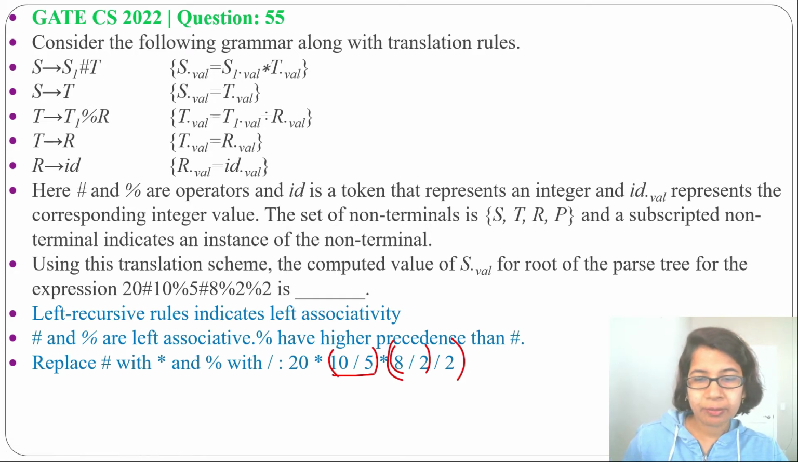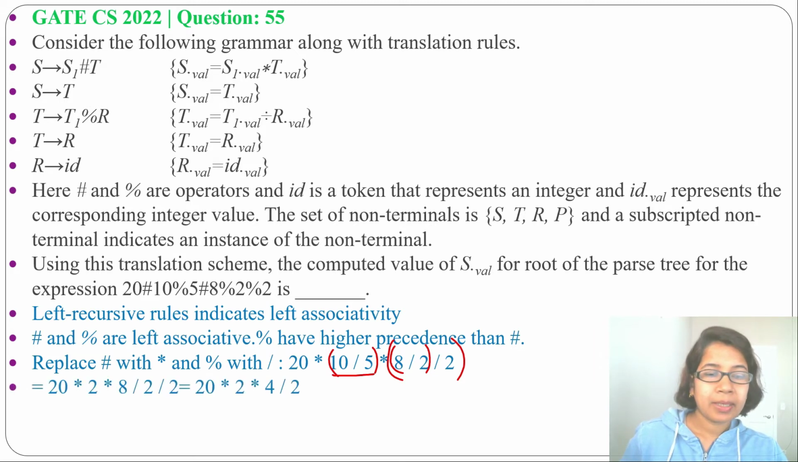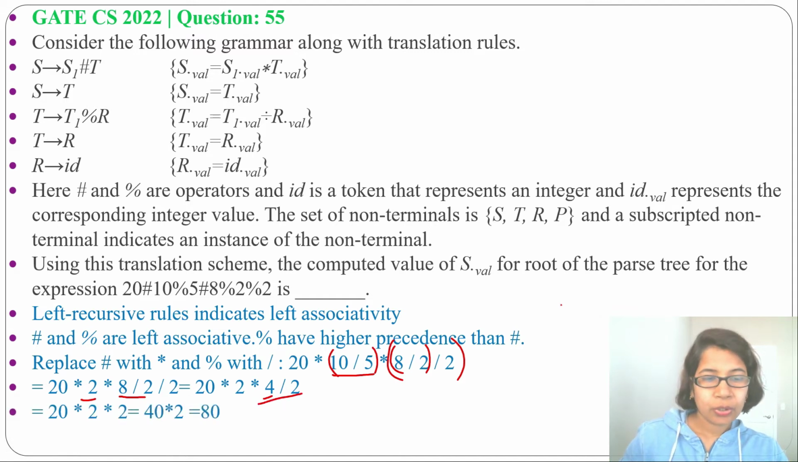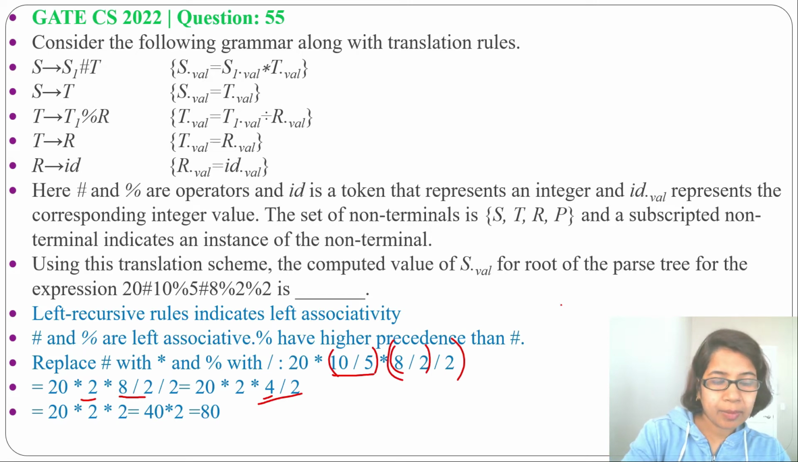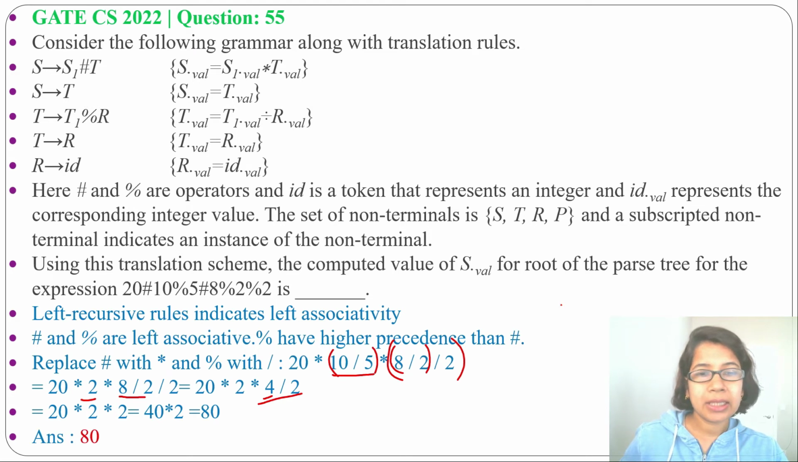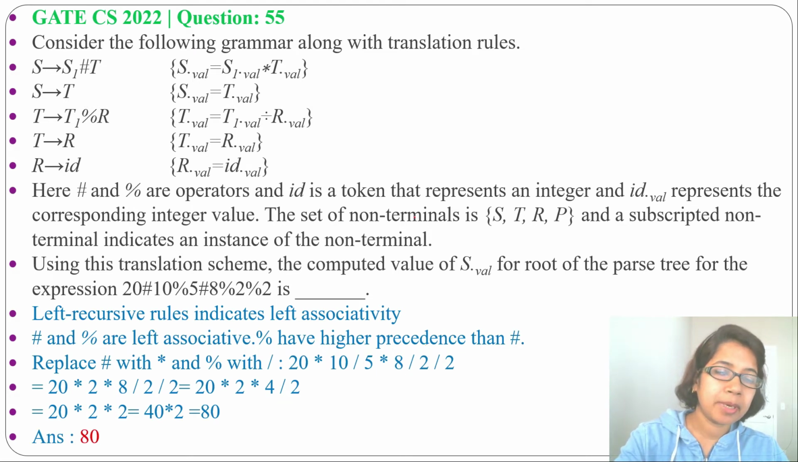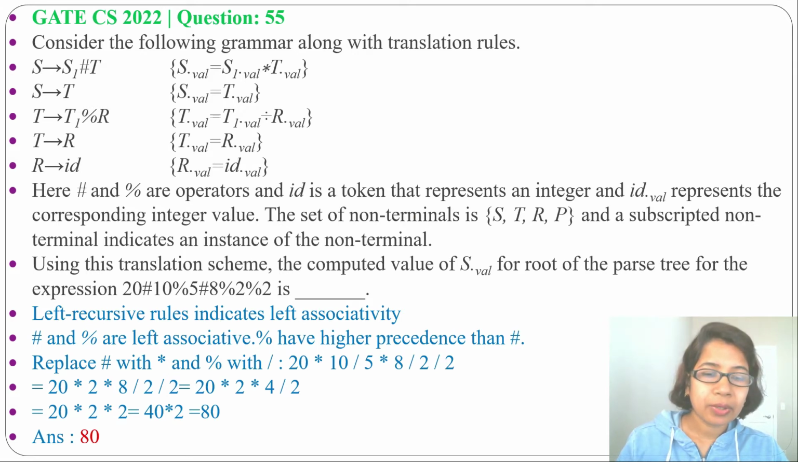Just add the brackets for simplification. So first we do 10 division 5, which will be 2. Next 8 division 2 is 4. Next 4 division 2 is 2. So we got 20 multiplication 2 multiplication 2. So 20 multiplication 2 is 40. 40 multiplied by 2 is 80. We got the answer as 80. This is the simplest way of solving the expression. Just replace the operator and solve it according to its associativity and precedence.